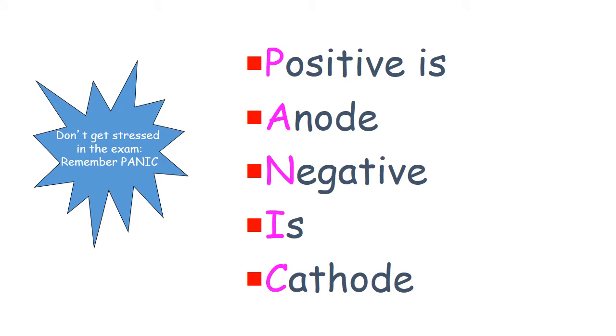So an easy mnemonic that is commonly used is PANIC. So positive is anode, negative is cathode. We'll also emphasise, if you're in an exam, don't panic. You can just call it the positive and negative electrode if you are worried.